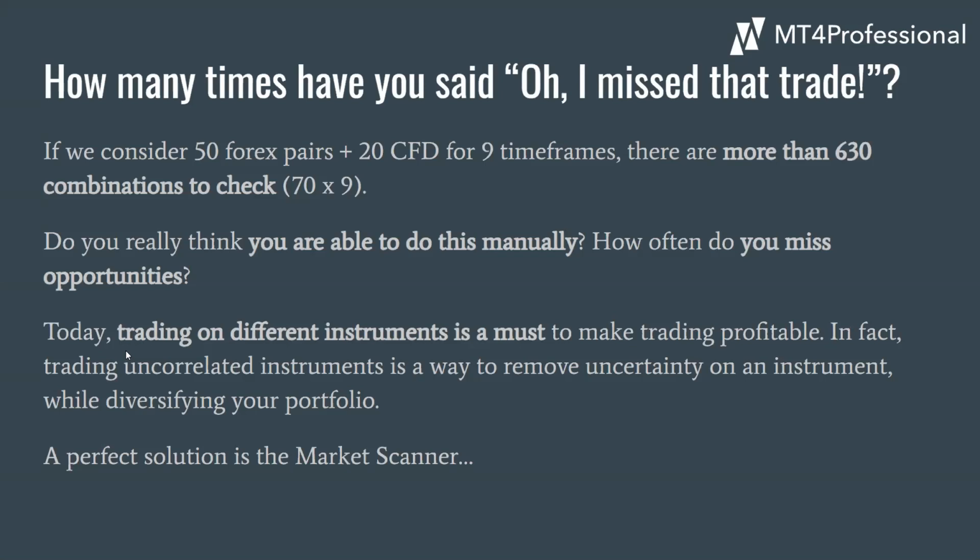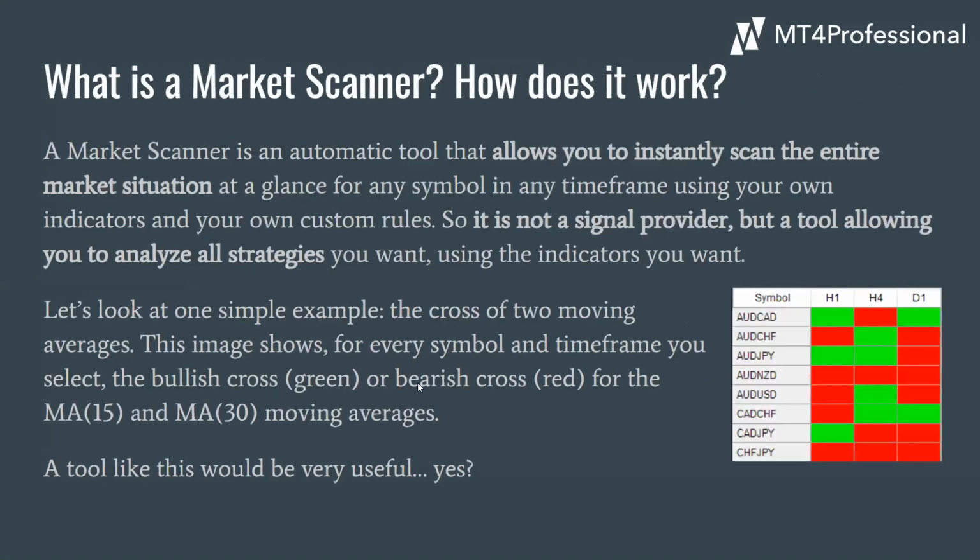So trading uncorrelated instruments or markets is a great way to remove uncertainty, to balance your portfolio, and provide good diversification. So the perfect solution that we'd be looking for would be something that could automatically go out and look for these pairs, look for these setups, based upon our rules. And that's what I define as the perfect solution, the market scanner. So what is a market scanner?